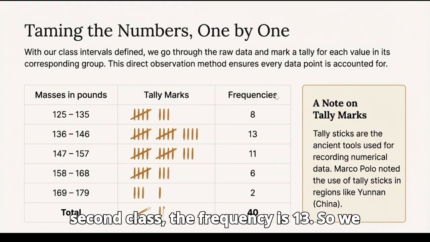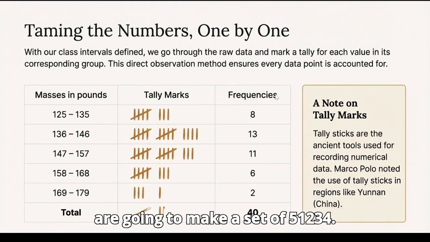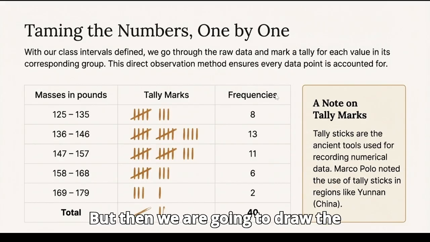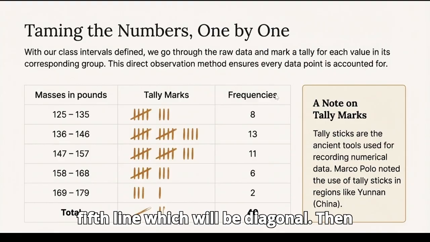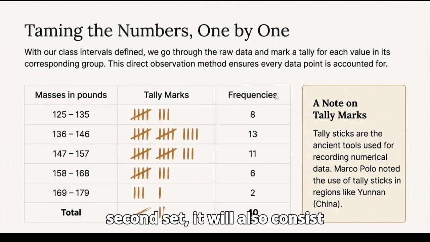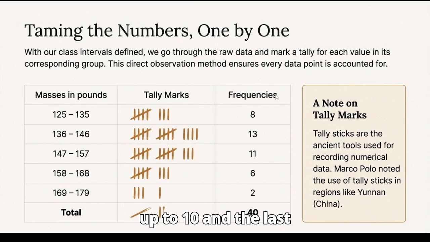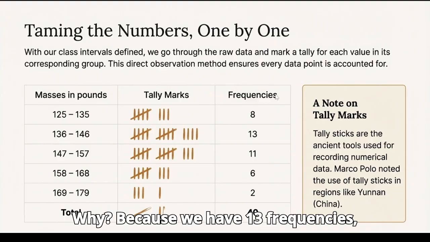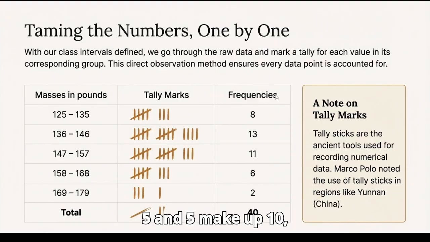Same for the second class, the frequency is 13. So we are going to make a set of 5. 1, 2, 3, 4 will be our vertical tally sticks. But then we draw the fifth line, which will be diagonal. Then this is our first set. The second set will also consist of 5 tally sticks. That adds up to 10. And the last will only consist of 3. Why? Because we have a frequency of 13. 5 and 5 make up 10. So the last 3 will be added to 10 to make up 13.